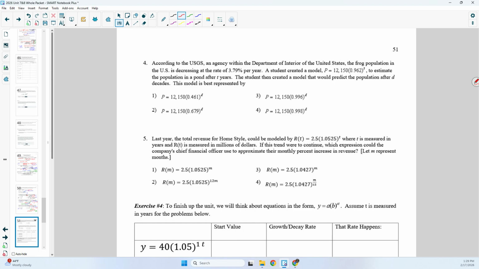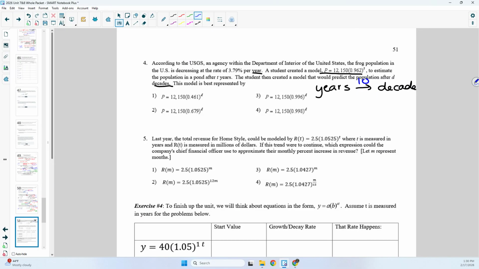So according to the USGS, an agency within the Department of Interior of the United States, the frog population in the U.S. is decreasing at the rate of 3.79% per year. A student created a model with this equation to estimate the population of the pond after T years. The student then created a model that would predict the population after D decades. So we're going from years to decades. And hopefully we all know a decade is 10 years. So that's longer, so I'm expecting more decrease in this case. More of whatever it is, this one happens to be decreasing. But that doesn't really change the problem here.